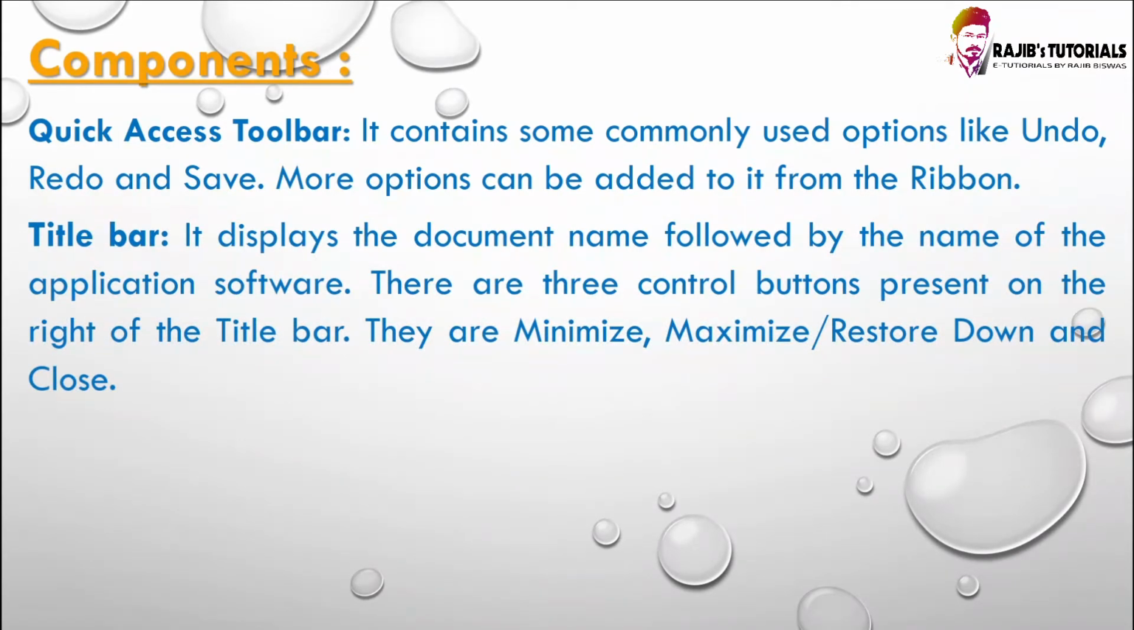Next, you learn about title bar. It displays the document name followed by the name of the application software. There are three control buttons present on the right of the title bar. They are minimize, maximize or restore down and close button.